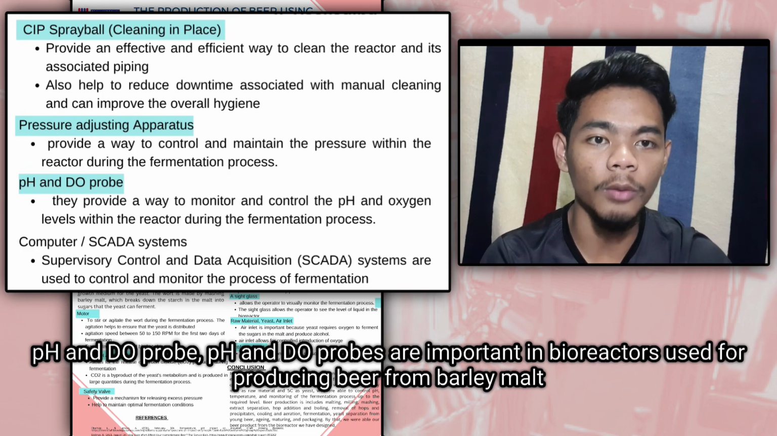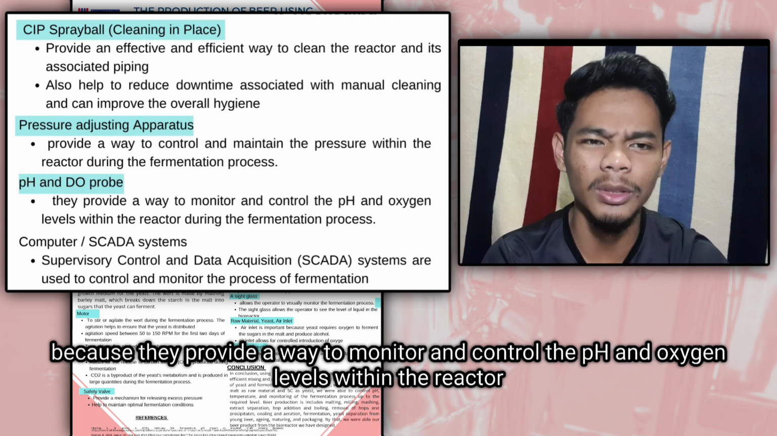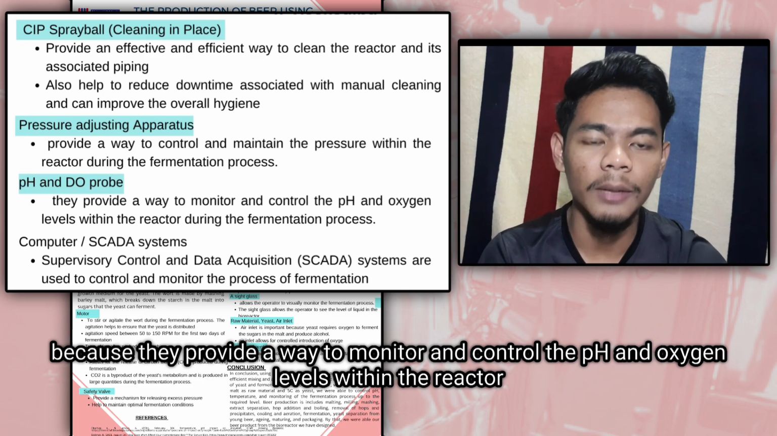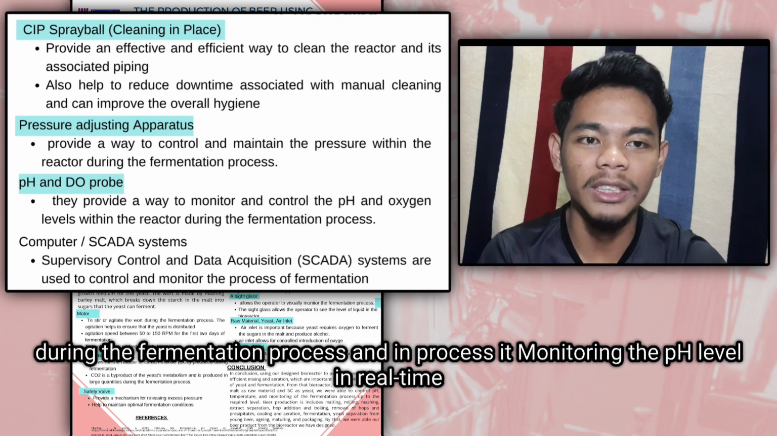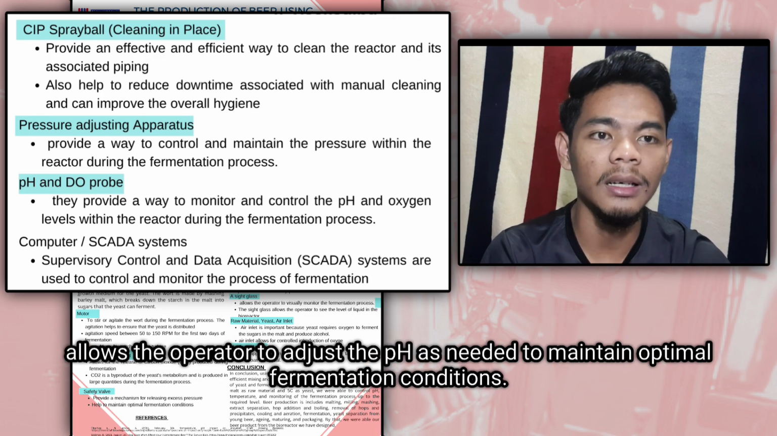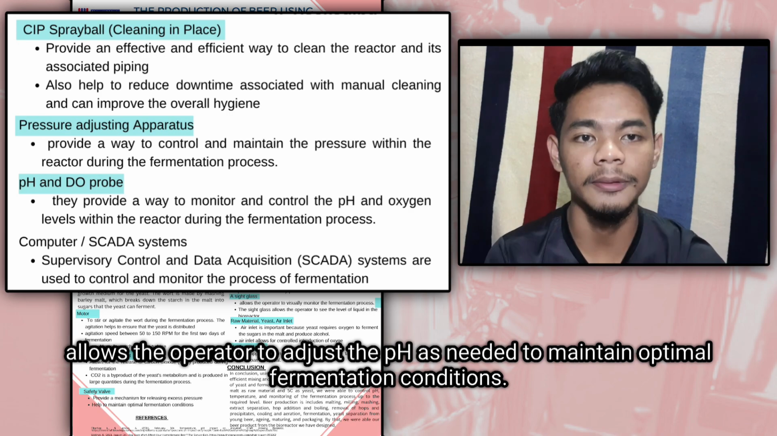pH and DO probes are important in the bioreactor used for producing beer from the barley malt because they provide a way to monitor and control the pH and oxygen level within the reactor during the fermentation process. Monitoring the pH level in real time allows the operator to adjust the pH as needed to maintain optimal fermentation conditions.